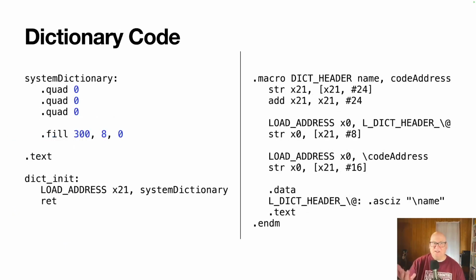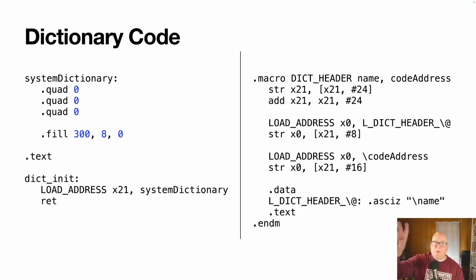All right, well, let's look at the code we have so far. It's not much. The system dictionary, we have a sentinel that's 3 zeros in a row, so that's sort of an empty header, and then fill 300 reserves enough space for another 100 entries. I don't think we'll have 100 primitives, but I don't want to worry about it right now. And then initializing the dictionary is very simple.